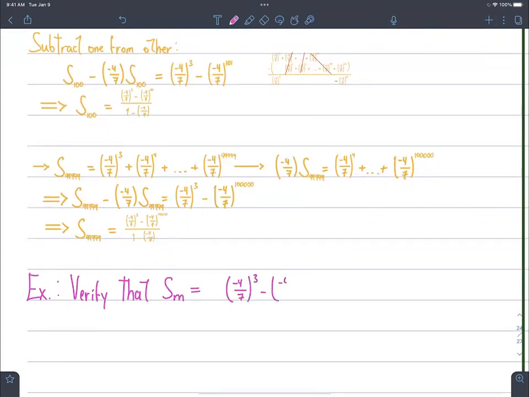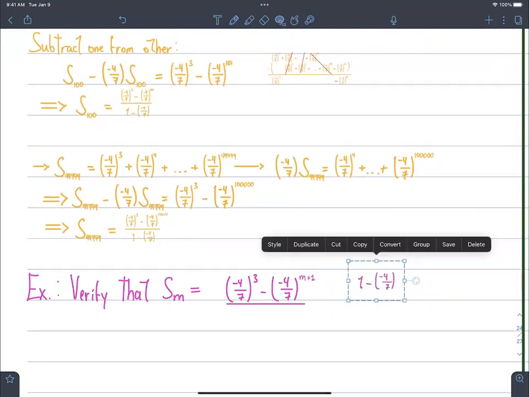minus 4/7 to the m plus 1, sorry, lowercase m plus 1, over 1 minus 4/7.